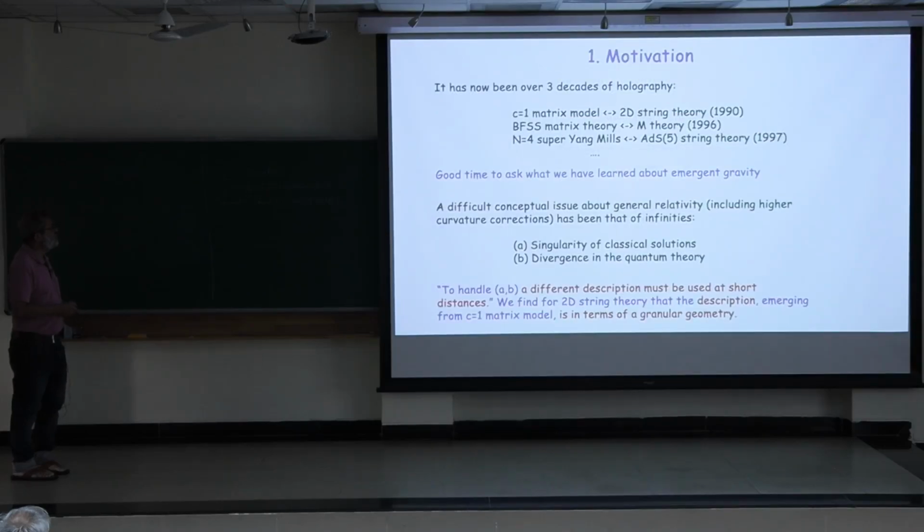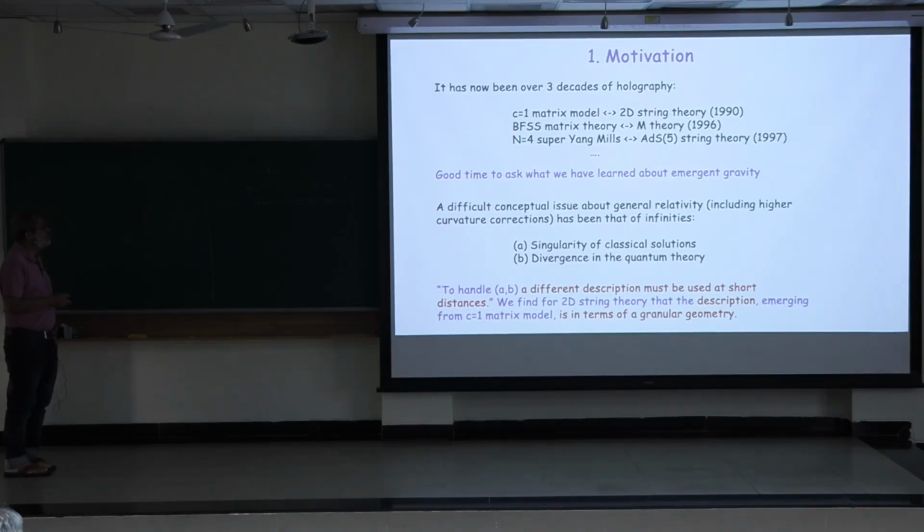Okay, so let me go to the motivation. It's now been 3 decades of holography. If you start with the C equal to 1 matrix model being dual to two-dimensional string theory, that's 1990. BFSS matrix theory, dual to M theory, that's 96. And of course, AdS/CFT. So it's a good time to ask what we have learned about emergent gravity.